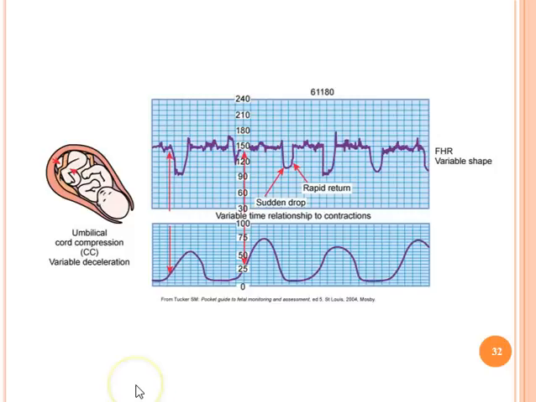Now this is showing what your variable decelerations look like. And you can notice with the variables there's an abrupt, quick up and down. And they're shaped like the letter U, the letter V, or the letter W. And we know that variable decelerations are caused by cord compression.